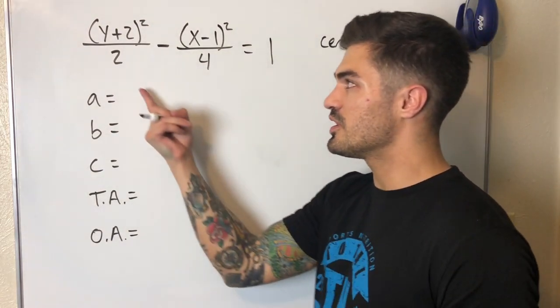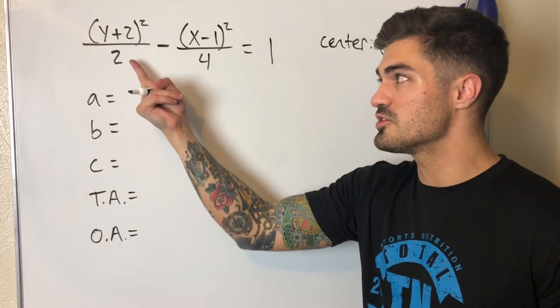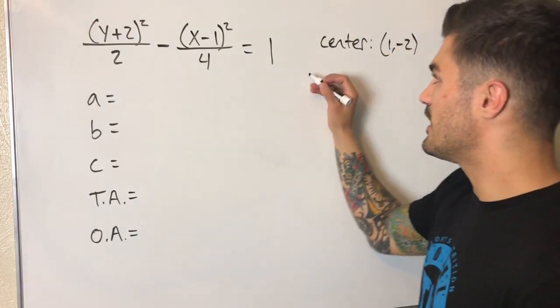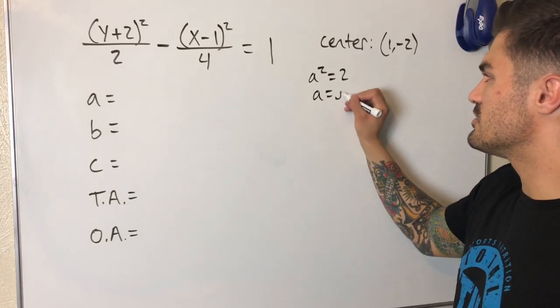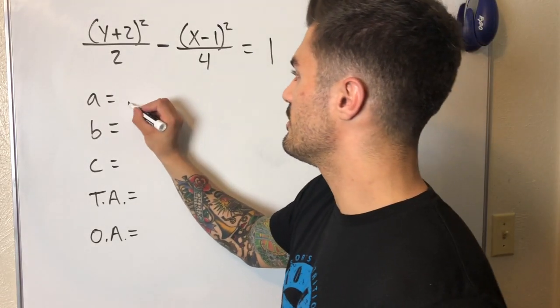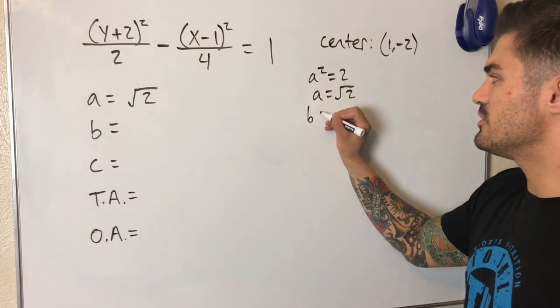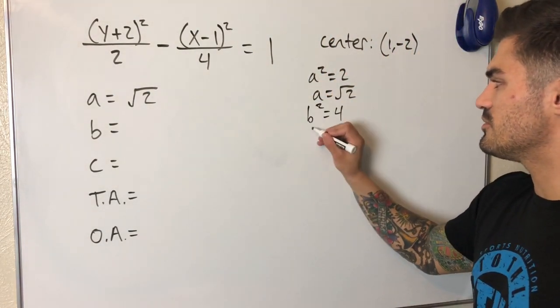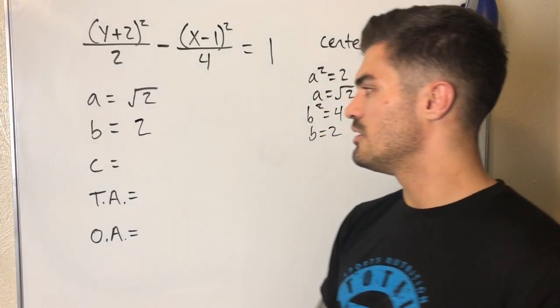What else can I find? Well, again, that first term, that denominator is always a squared in the first positive term. So if my a squared is 2, that means my a is the square root of 2, all right? So I have a. What else can I find? Well, this is b squared. That means b squared equals 4, so that means b equals 2. So I found b.